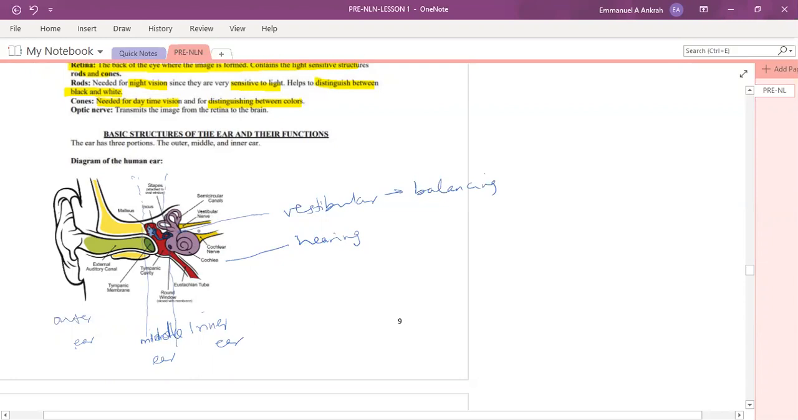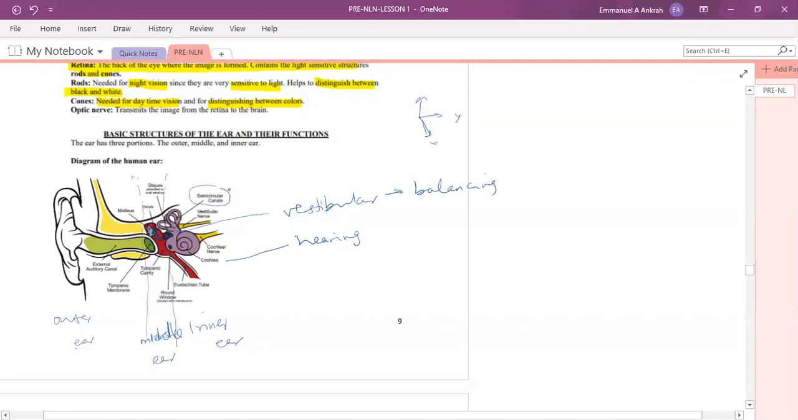Then you have these semicircular canals. There are three of them. They are arranged at right angles, like the X, Y, and Z planes. If you take the three corners of a wall, 1, 2, 3, vertical and horizontal in the X and Y planes. So that's 1, 2, and 3.